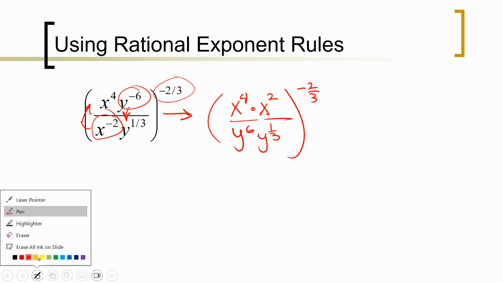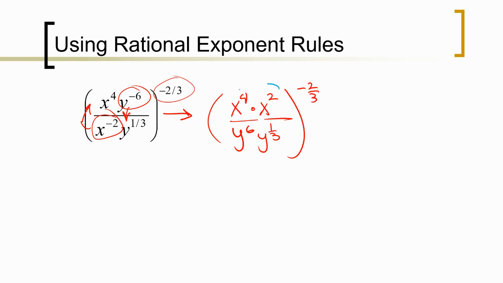Then I'm going to clean up on the inside. This will be x to the 6th because you add exponents when you have the bases being multiplied. Same thing here. We're going to have over y to the 6th plus 1/3.